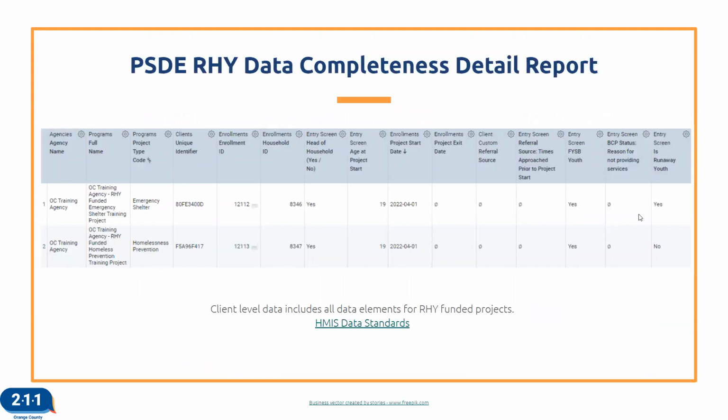So this is an example of what the details report looks like. It's client level data so that you can find those data errors to make corrections. We also put a link underneath on the slide so that you could review the data elements collected by RIE funded projects.